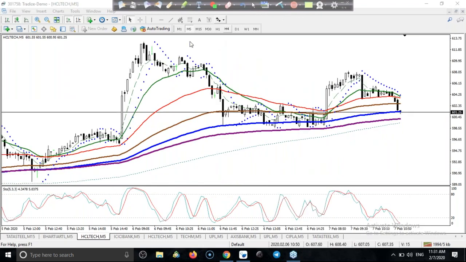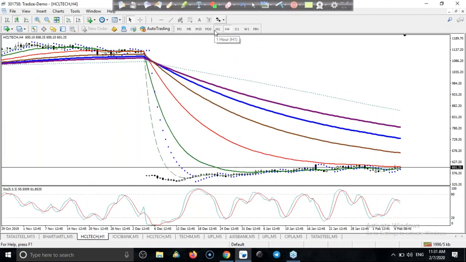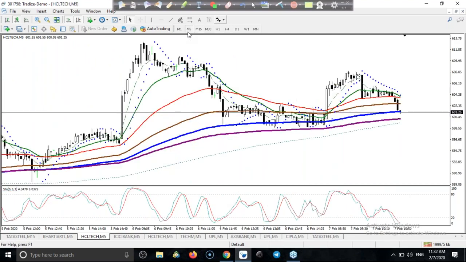Now this is HCL. Let me show you, is there any support or resistance? Okay, no support and resistance. Now on the 15 minute you can see they're running in an uptrend, and on the 5 minute they're running in an uptrend. We have seen there is a strong resistance line out there. Oh, sorry, a supporting line out there.